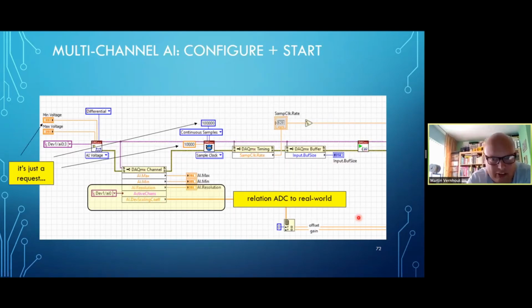So this is actually what DAQmx looks like. It's a collection of VIs with a lot of constants or controls connected. Most of the things you start with, like range, min, max voltage, or sample frequency, or the size of my buffer, are actually just a request. DAQmx knows better. It will adapt to your hardware needs, or it will check what the capability is and what is smart. So there is some logic behind it.